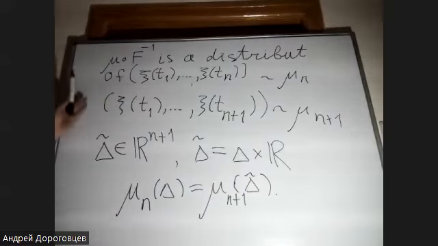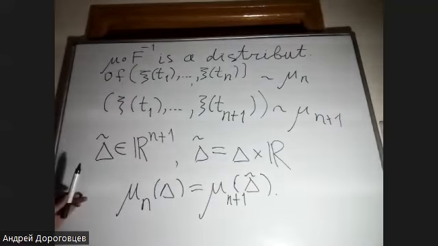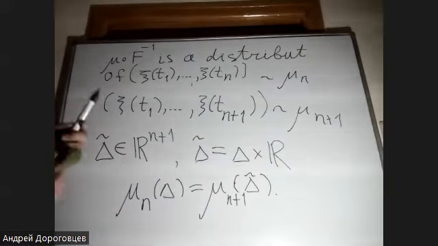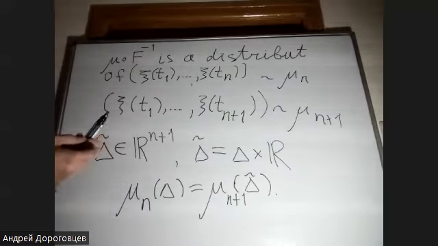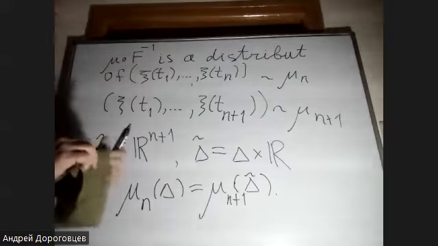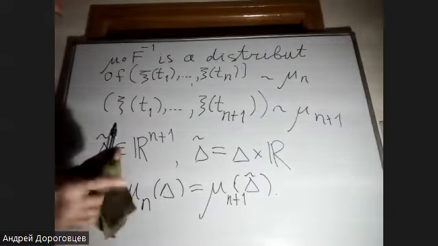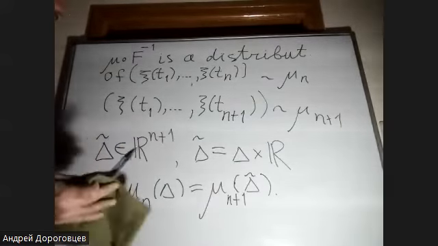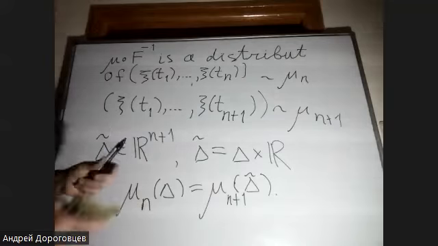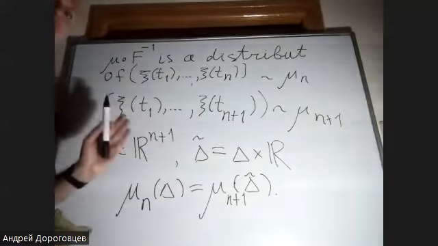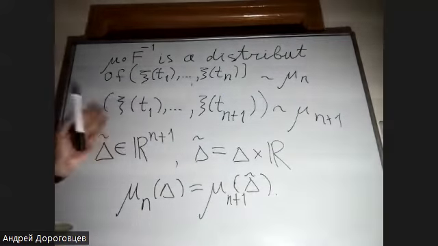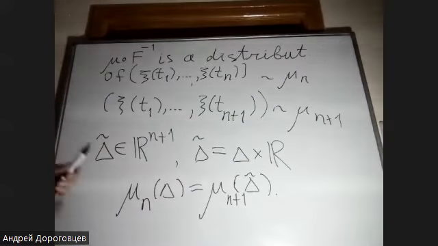So we must have such a family of consistent finite dimensional distributions. Then we know that we at least can recover the distribution of the process psi, but here is one big problem. And we will see this problem slightly later.